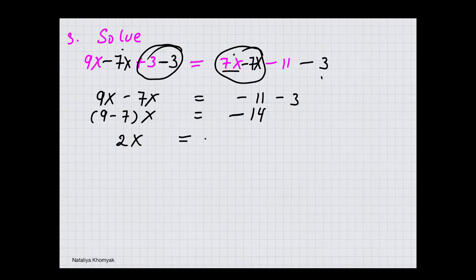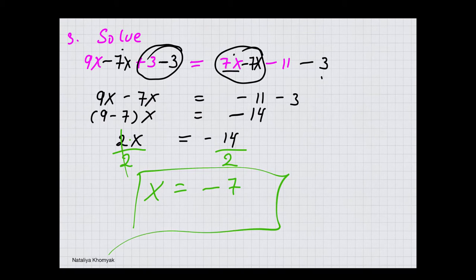equals negative 14. The opposite of multiplying by 2 is to divide by 2. Whatever we do to one side of the equal sign, we want to do the same to the other side. And 2 divided by 2 cancels. And we have x equals negative divided by a positive. 2 goes into 14 7 times, so x is negative 7. And this is our solution.